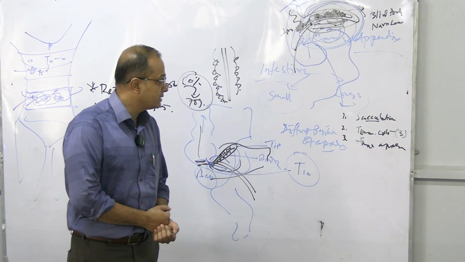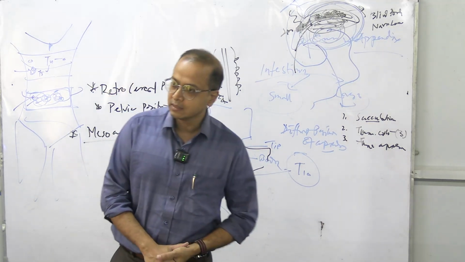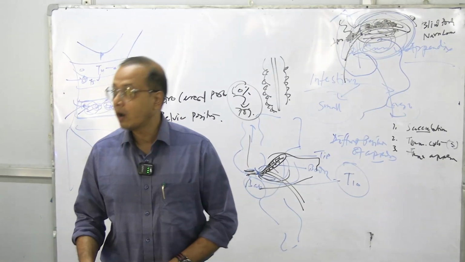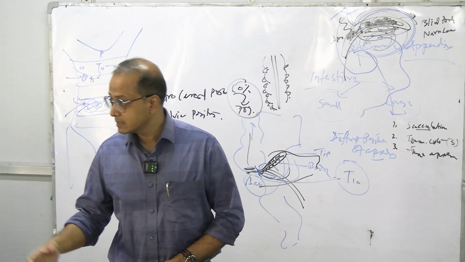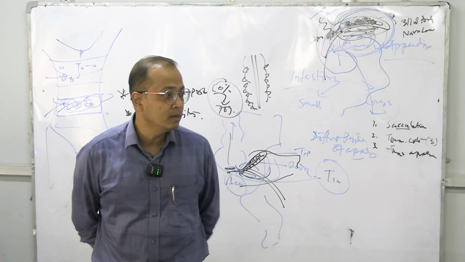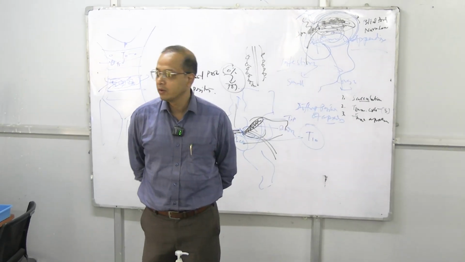So, appendicular abscess, appendicitis, why this appendix is prone to infections, why this appendix ruptures, how this appendicular abscess ruptures and spills into which part of the abdomen, that is what you have to understand very well.